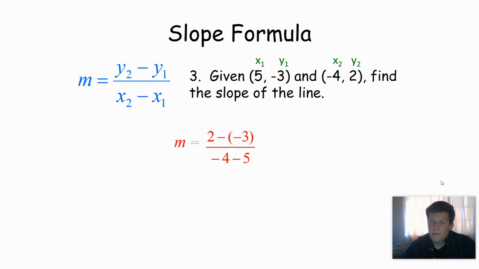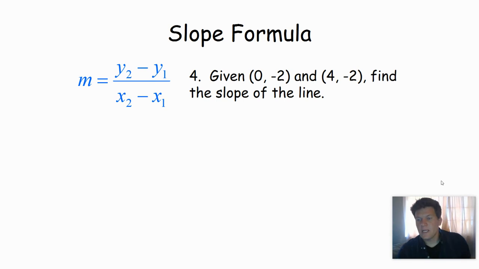-4 minus 5 on the bottom, they're both negative. So I add them together, keep it negative. That makes it -9 on the bottom. Can I reduce 5 over -9? No. So my slope is 5 over -9.